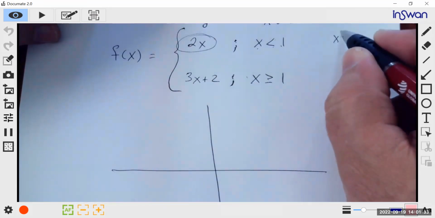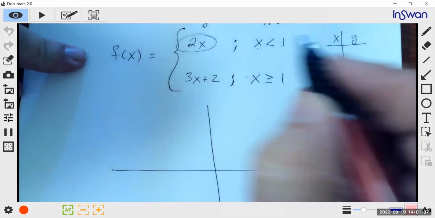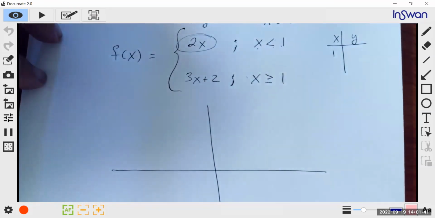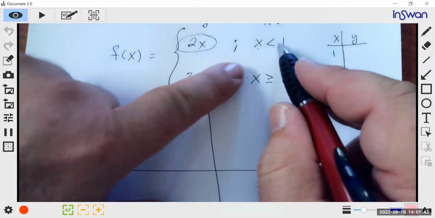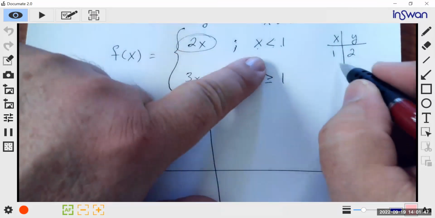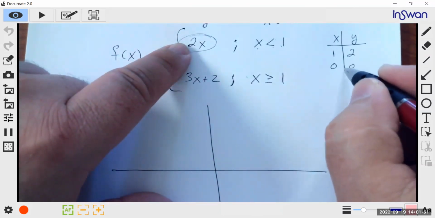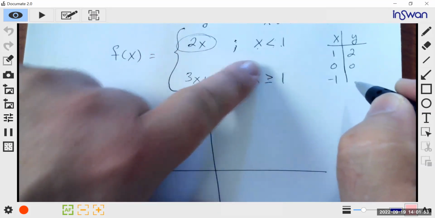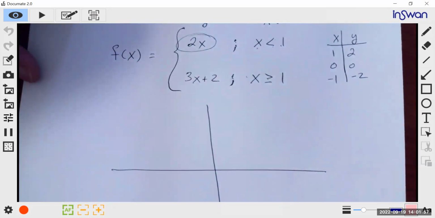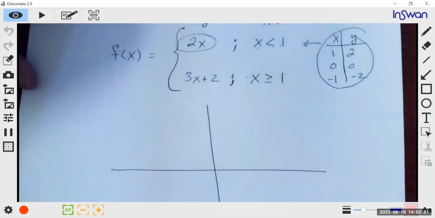So let's look at this. x is less than 1. Always begin at that value there. When x is 1 in this equation, 2 times 1 is 2. What's below 1? 0. 2 times 0 is 0. Negative 1: 2 times negative 1 is negative 2. So these points define this first equation.